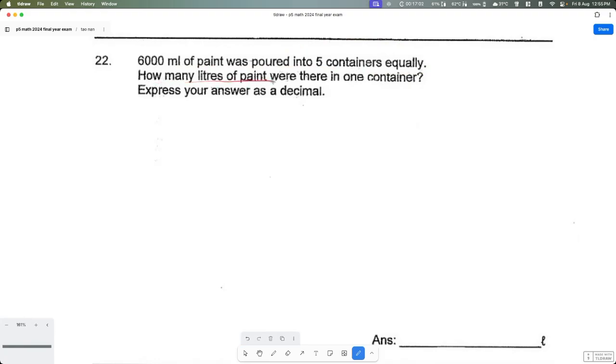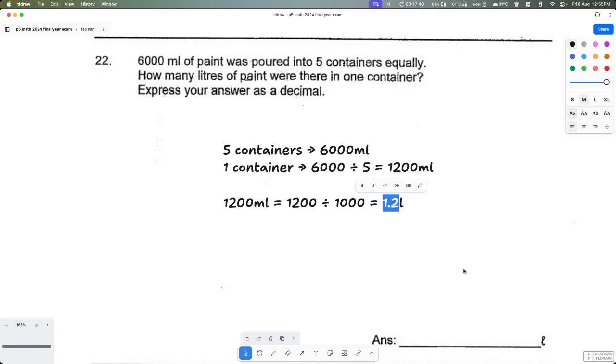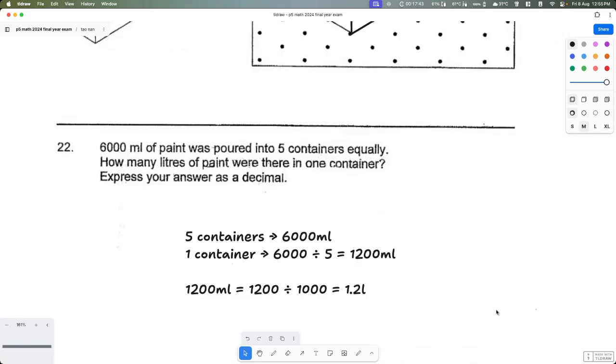How many liters of paint were there in one container? Express your answer as a decimal, in liters. So 5 containers is equal to 6,000 milliliters. One container is equal to 6,000 divided by 5, which is 1200 milliliters. So 1200 milliliters is equal to 1200 divided by 1000, which will be 1.2 liters. So the answer to this is 1.2 liters. All right, let's move on to the next question.